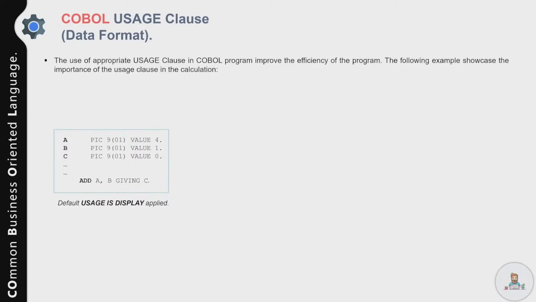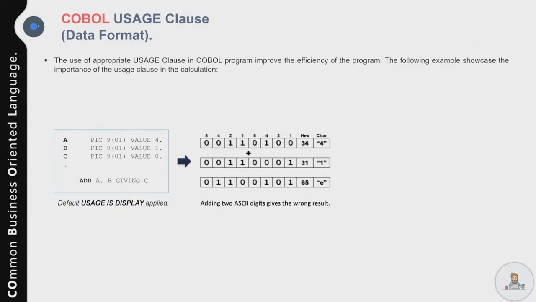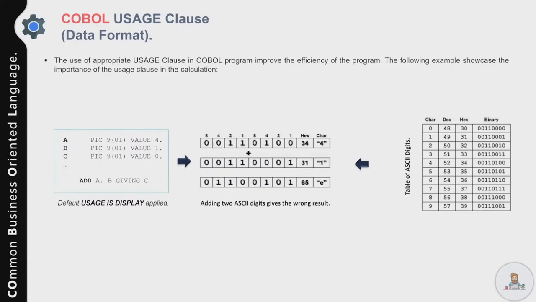In the following example, we have three different variables, A, B, and C, and they are defined as numeric. We have not used any usage clause for these variables, so the default usage clause, usage is display, will be applied. The initial values of these variables are 4, 1, and 0. We are going to add A and B and store the result in variable C. As I already mentioned, none of the data items have an explicit usage clause, so they default to usage is display.